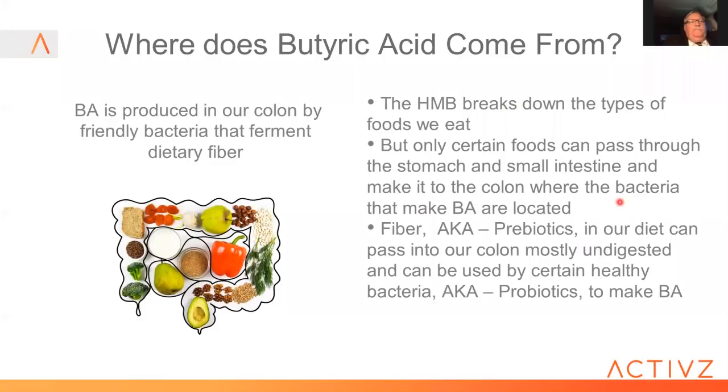So where does butyric acid come from? Well, it's produced in our colon by friendly bacteria that ferment our dietary fiber. That's kind of it in a nutshell.